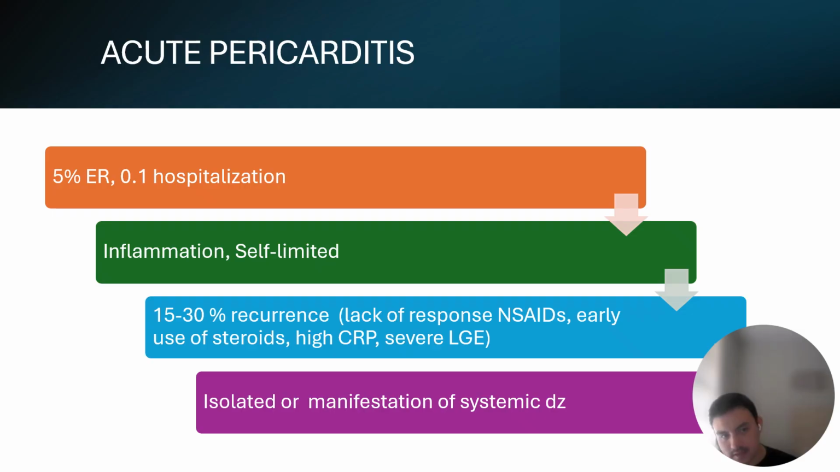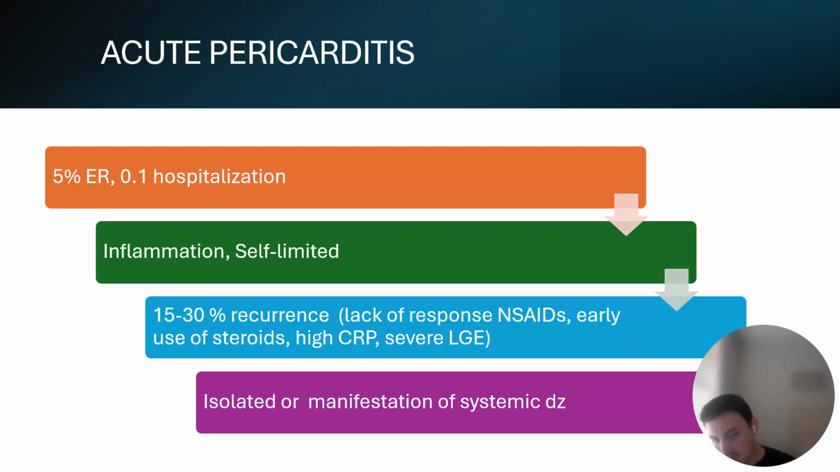Acute pericarditis is an inflammation, self-limited. It represents about 5% of all chest pain visits to the ER, and 0.1% are hospitalized, really a pretty low number. 30 to 50%, 3 out of 10, are going to have recurrence. How we suspect recurrence is, especially if the patient doesn't have a response to NSAIDs, early use of steroids, high inflammatory markers such as CRP, and severe late gadolinium enhancement.